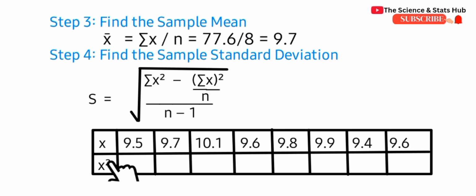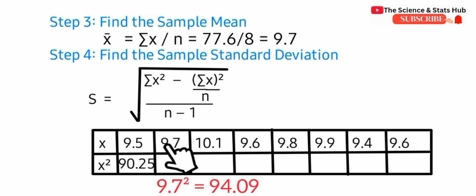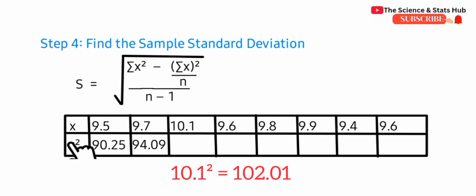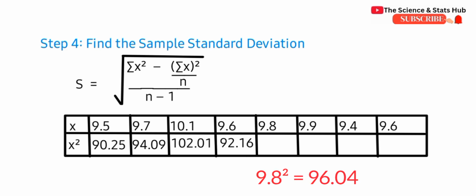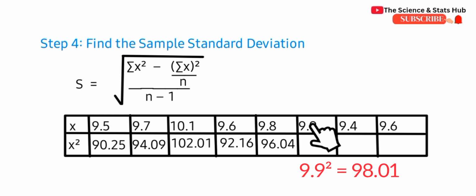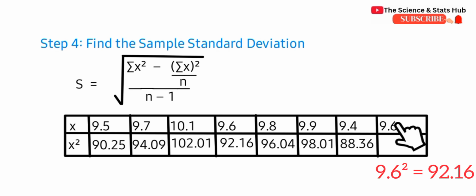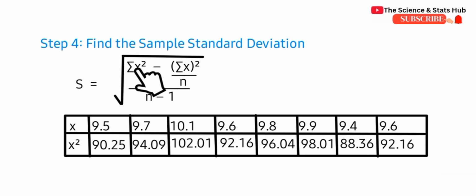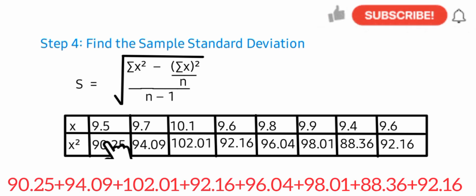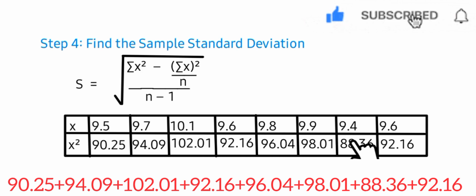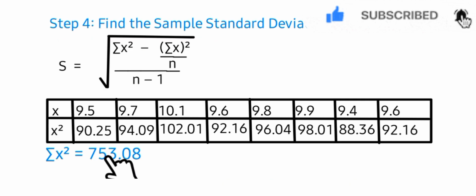Now we'll figure out what the x squared values are going to be. 9.5 squared, 9.7 squared, 10.1 squared, the square of 9.6, square of 9.8, square of 9.9, square of 9.4, square of 9.6. Now going back to our formula, we could see summation x squared. So we're expected to sum up all the x squared values. 90.25 plus the rest gives this.